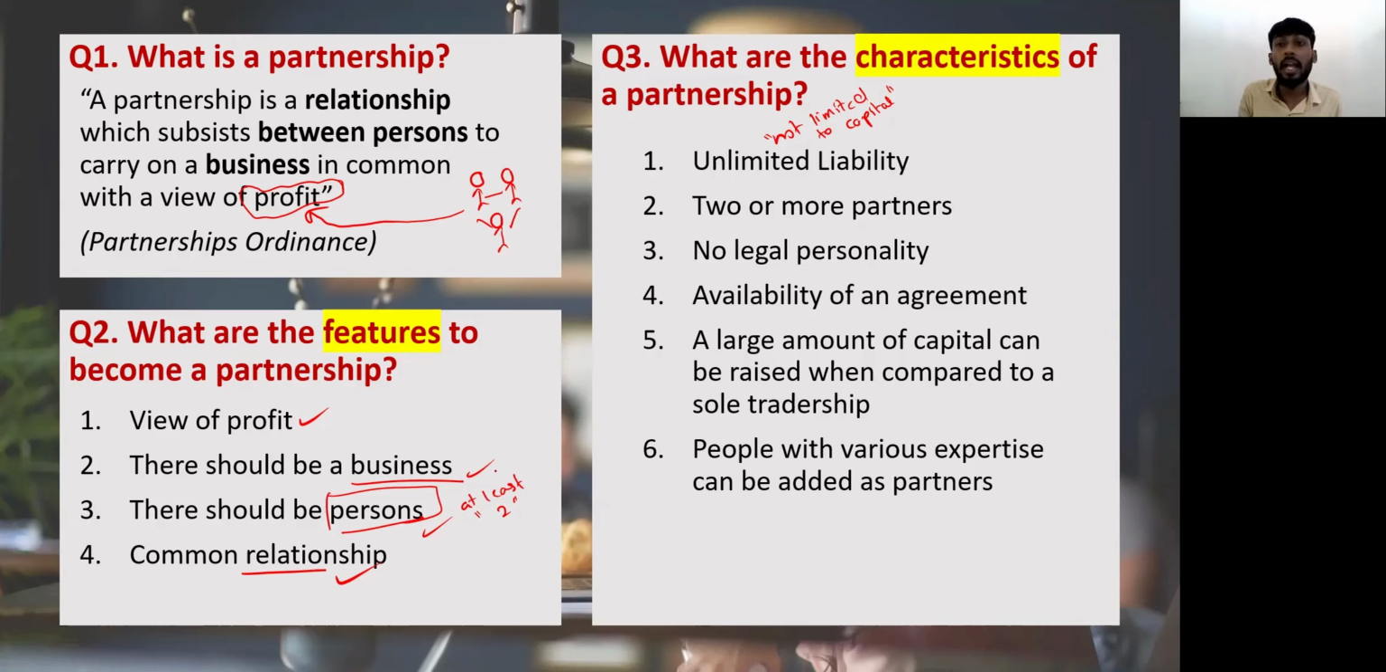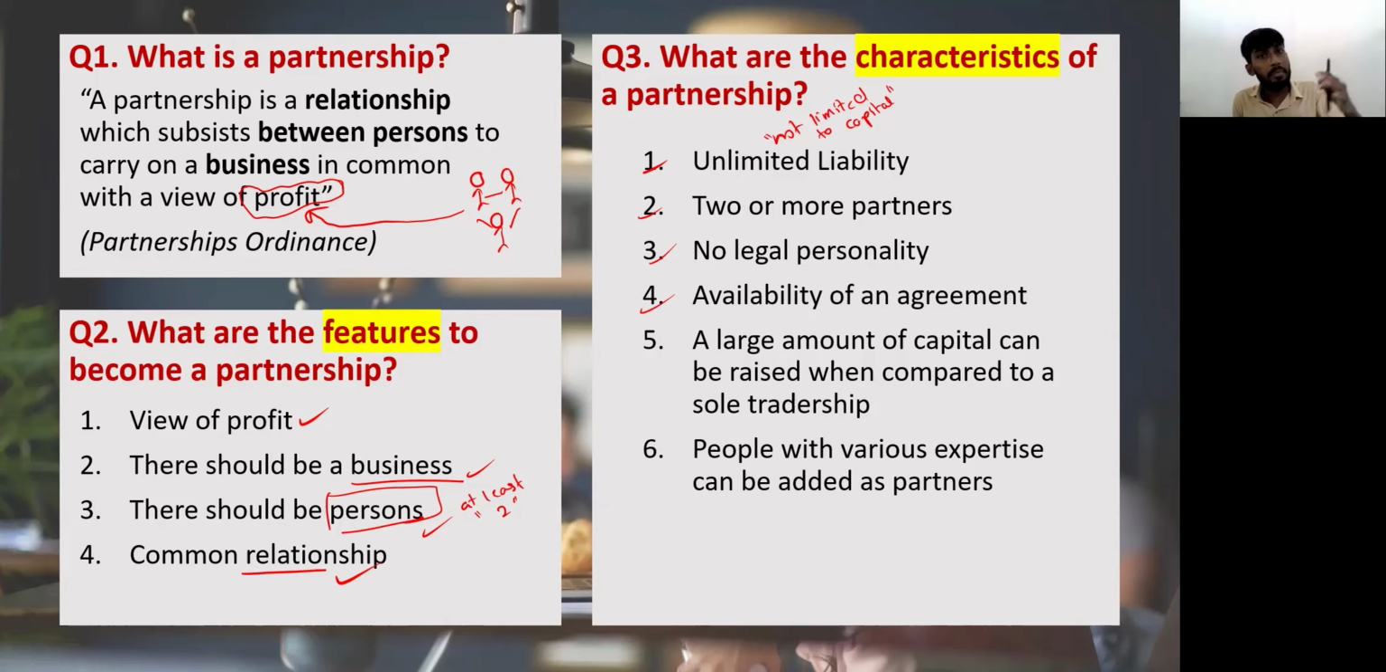Yes, I told you at least two partners should be there. And no legal personality. A partnership is not considered a person in front of the law. And availability of an agreement. When there are two or more parties, there should be a mutual arrangement, a mutual agreement. If there is no agreement, then it is hard to do a business. So in a partnership, we can see an availability of an agreement.